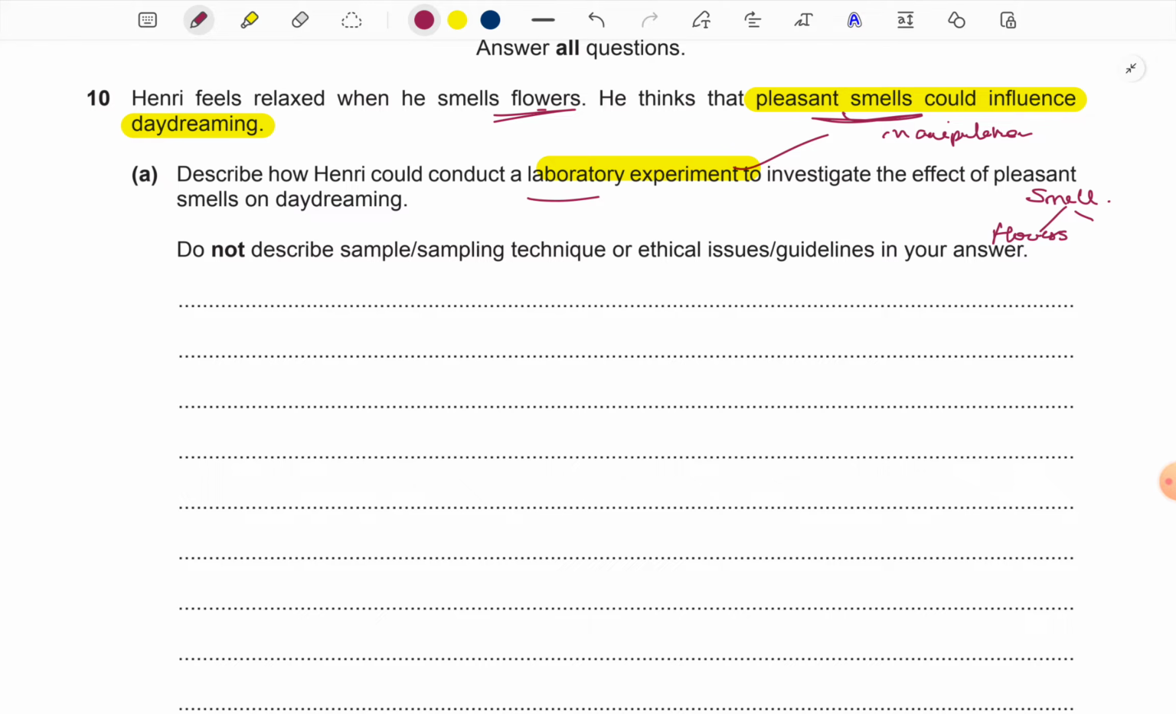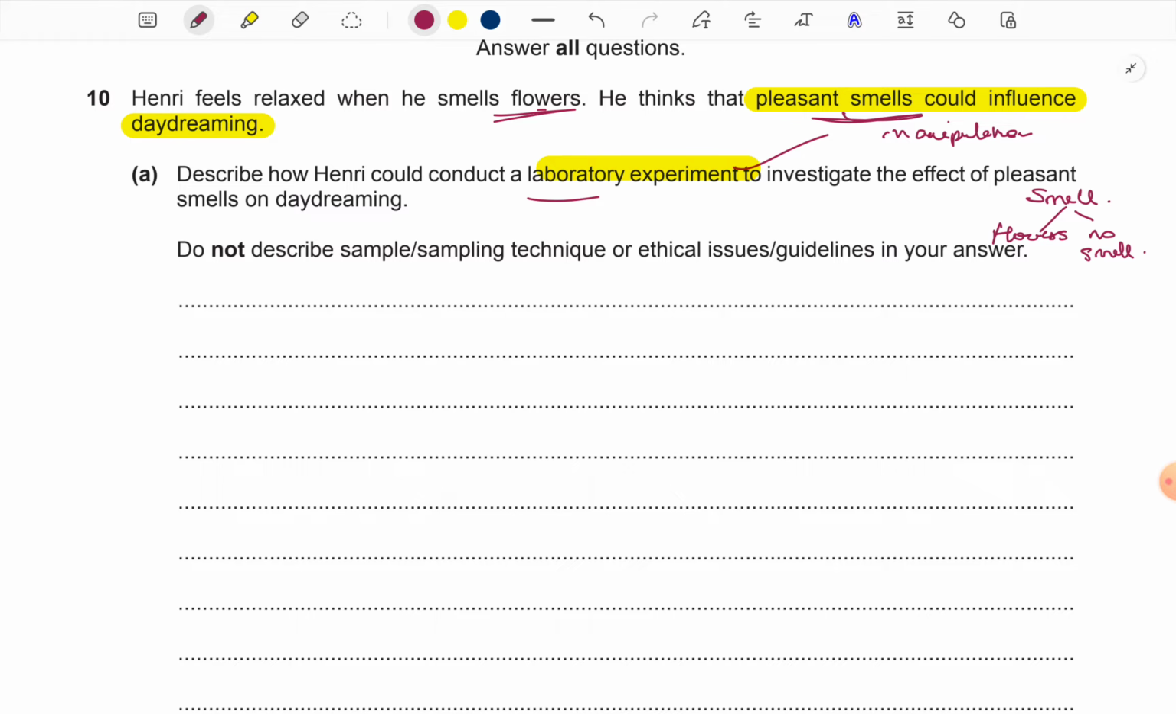Another manipulation could either be no smell, which I would prefer, or it could be some unpleasant smell, or it could be another pleasant smell instead of flowers. The only thing is, if you take another pleasant smell, then comparison is going to be a little difficult because both are pleasant. So I would suggest avoiding that. Take no smell or take an unpleasant smell like something rotting or something very sharp.